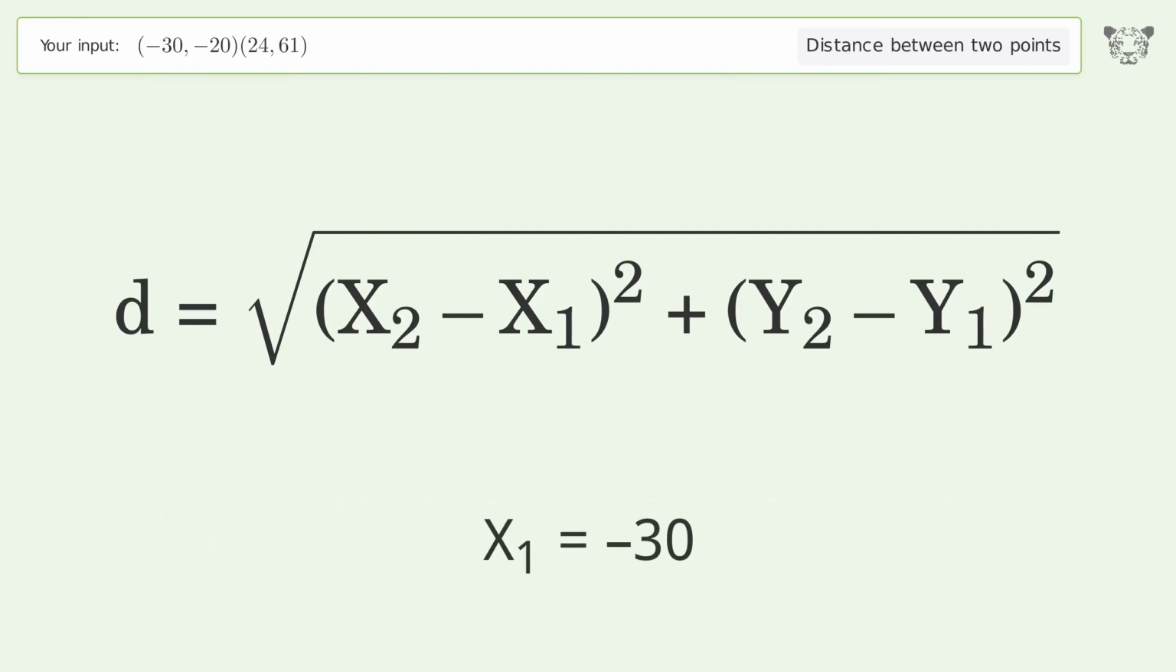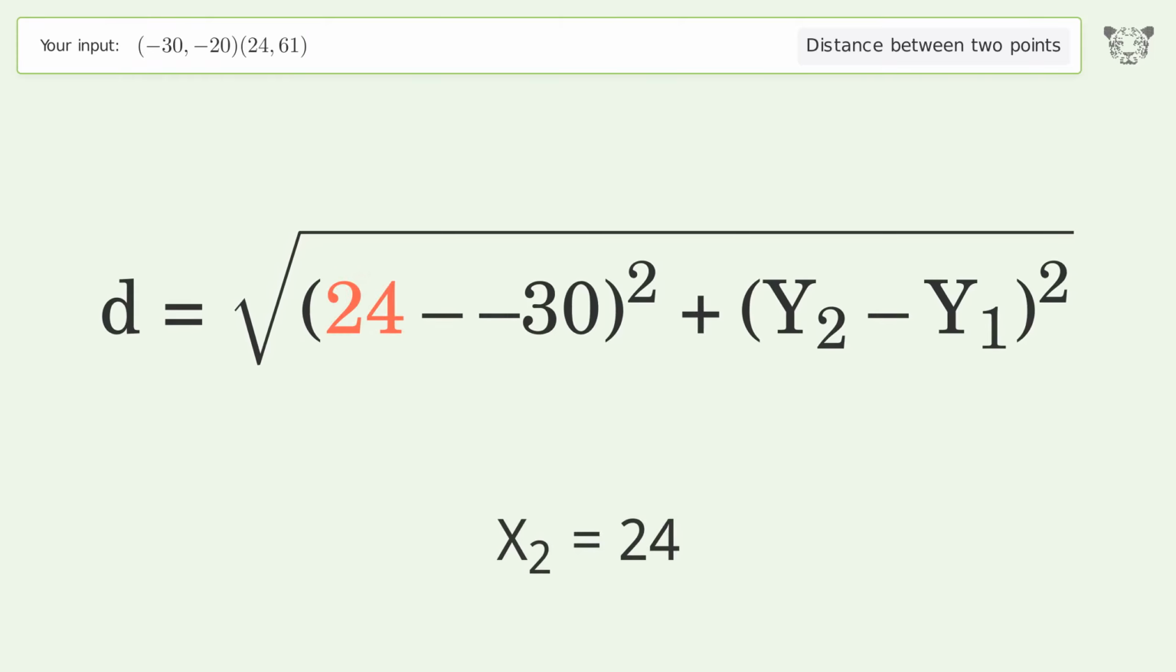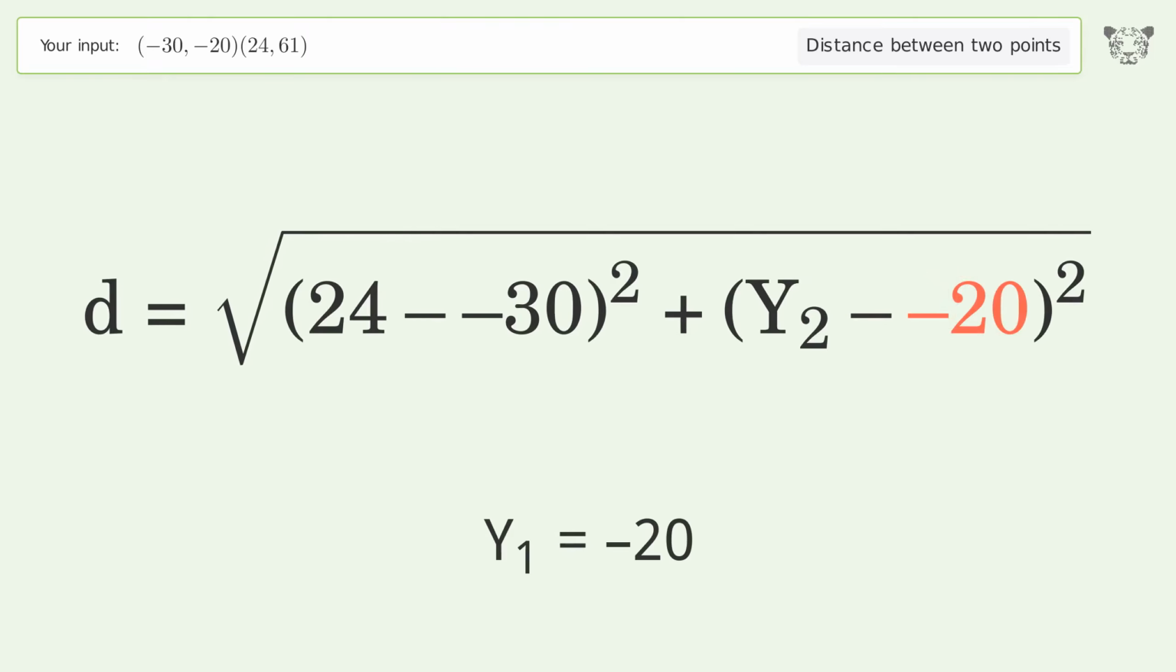x1 equals -30. x2 equals 24. y1 equals -20. y2 equals 61.